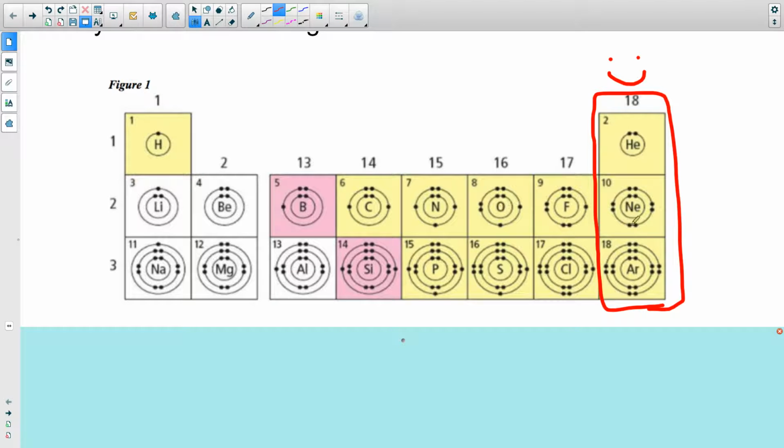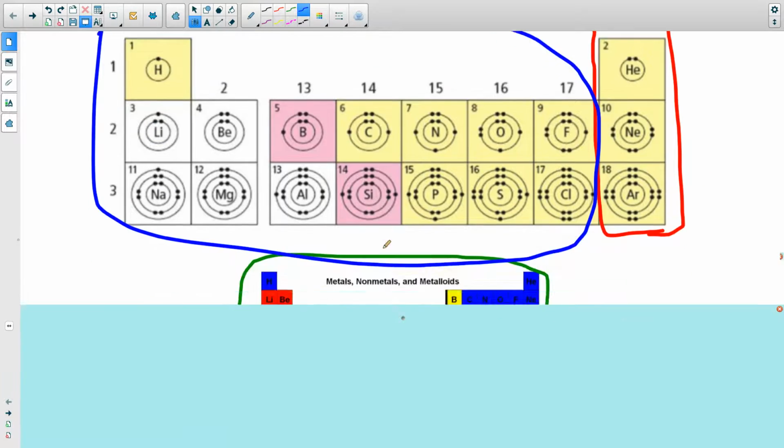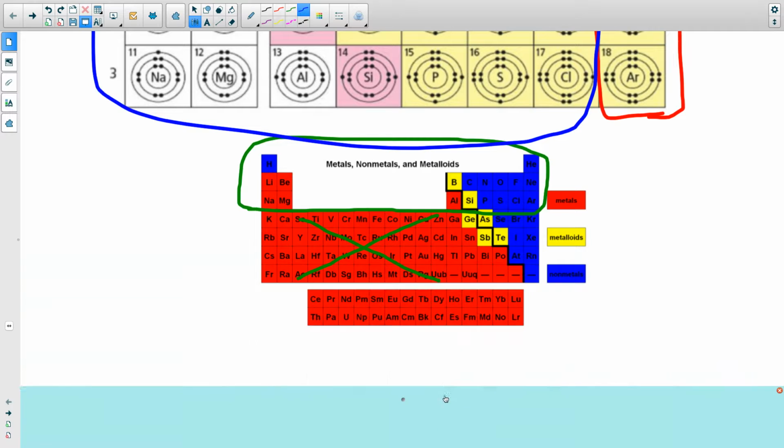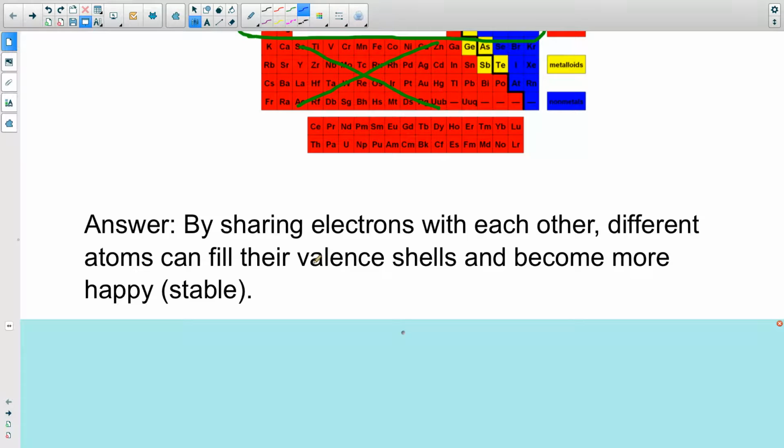All right? The rest of these atoms we see here, though, that would be all of these, are to varying degrees unhappy. That's because they don't have full valence shells. So, where does that leave us? Well, these atoms can become happy by sharing electrons with each other. Different atoms can fill their valence shells and become more happy by sharing these electrons.